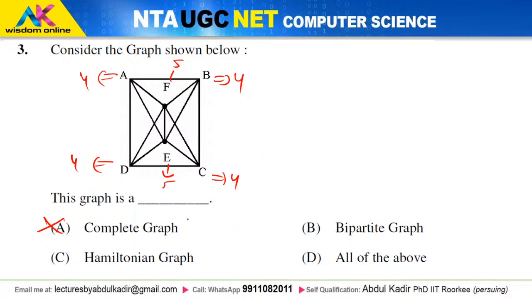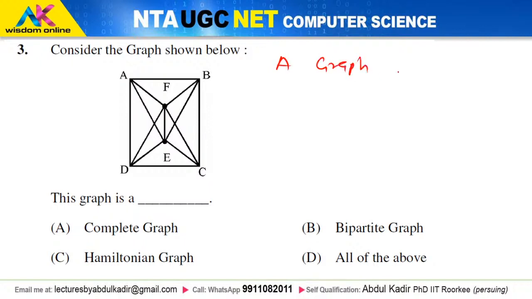Okay. Now, let's see, is this a bipartite graph? Let's try to make it bipartite. Actually, this is not a bipartite graph, and there is a reason why. We have a theorem, an important theorem, so you can note it down. A graph G is bipartite if and only if there is no odd cycle.